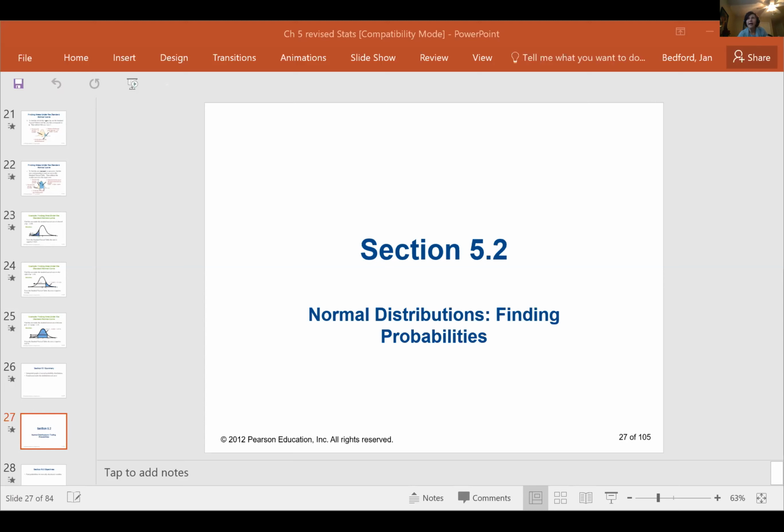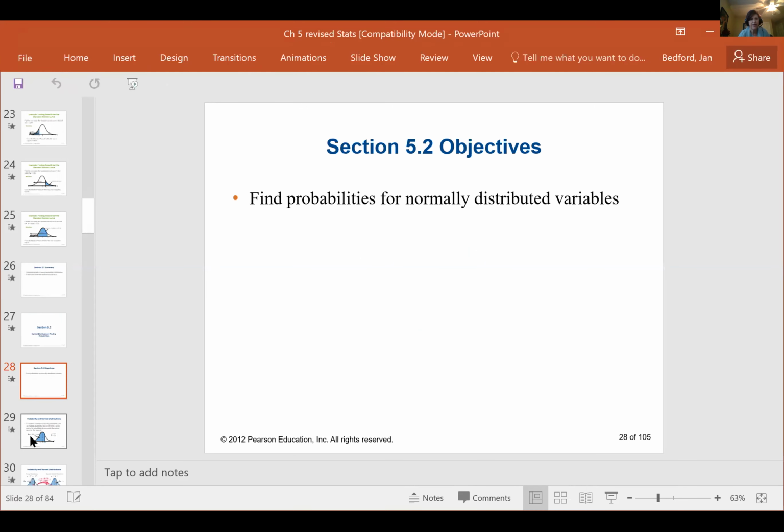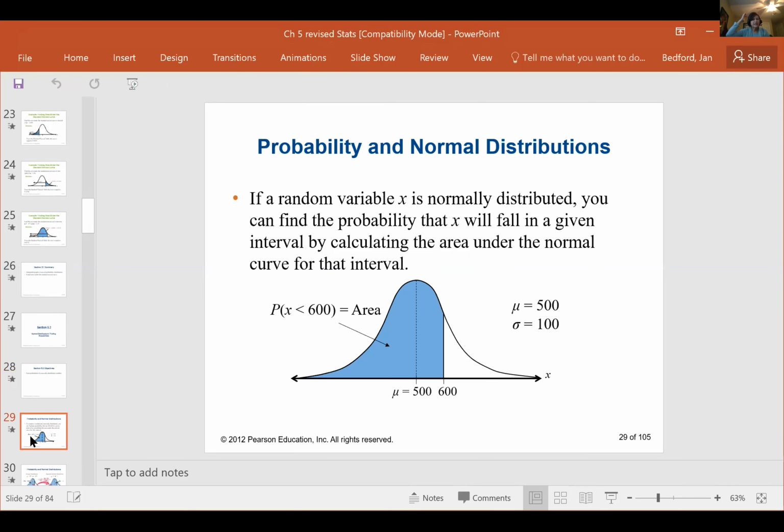So let's look at what happens when our data doesn't come to us in the form of a Z-score, but it's that raw value from something out in the real world. So let me see if I can get this thing going. Okay, so look at this. You've got a normal curve, and it says if it's normally distributed, you can find the probability that X is going to fall in a given interval by calculating the area under the normal curve for that interval. And remember, probability is going to be cumulative. It's everything below that up to that value.